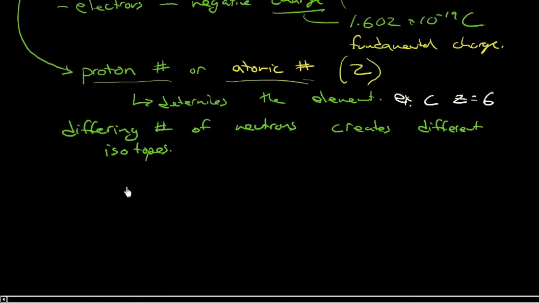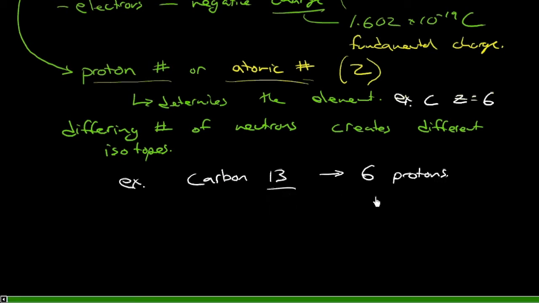So an example of that would be carbon 13. Well, it's carbon, so it's got to have 6 protons. Otherwise, it's not carbon. But if it's got a mass of 13, in these mass units, sometimes called atomic mass units, then it's going to have 7 neutrons.